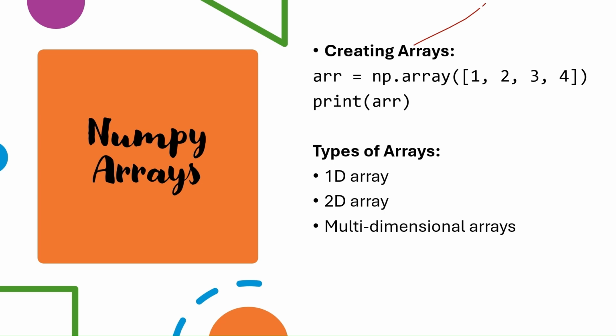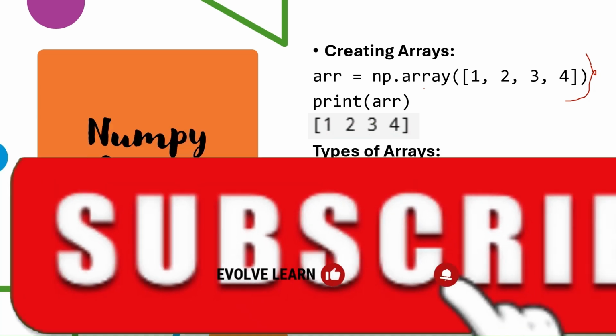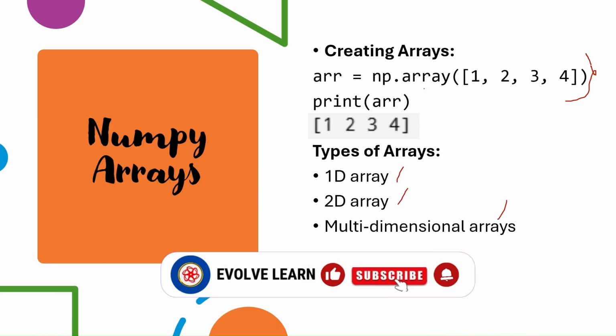Arrays are the core components of NumPy. To create an array, we use np.array function. This is an example of how we create an array using np.array function. By executing this code, it creates a one-dimensional array which is straightforward and easy to understand. NumPy supports various types of arrays like one-dimensional array, two-dimensional array, multi-dimensional array. These arrays are highly efficient and form the backbone of NumPy functionalities.